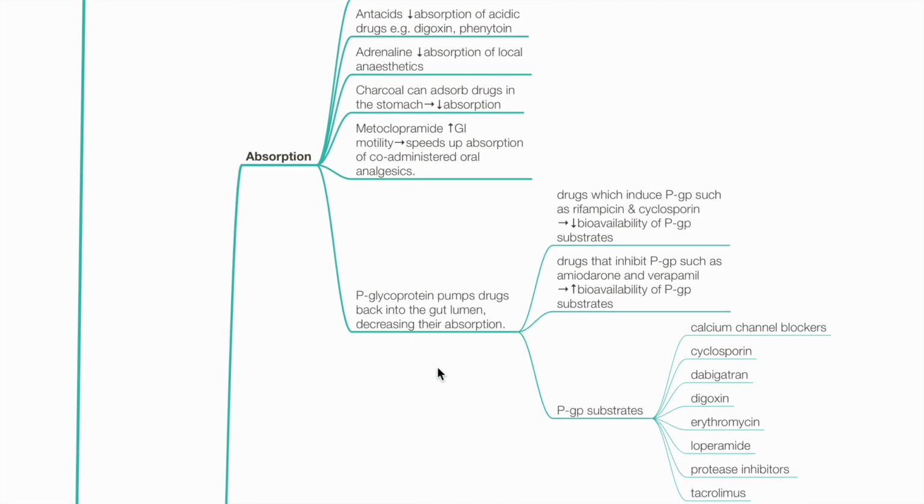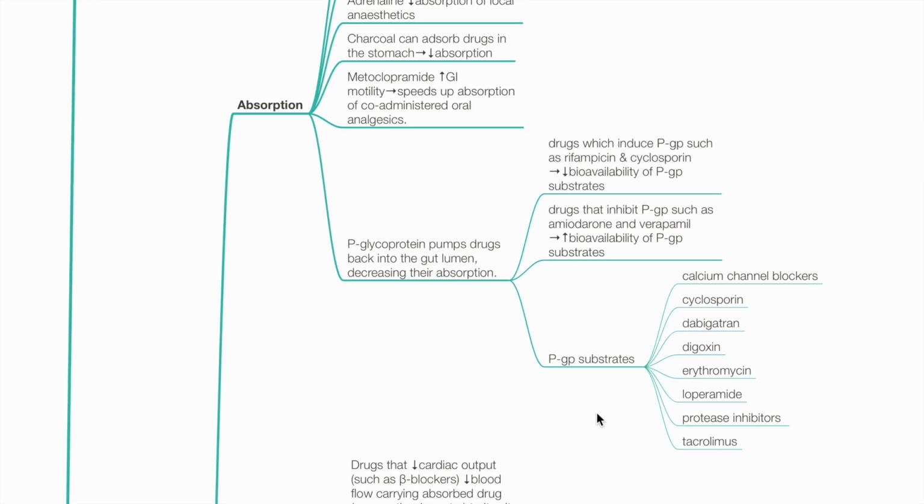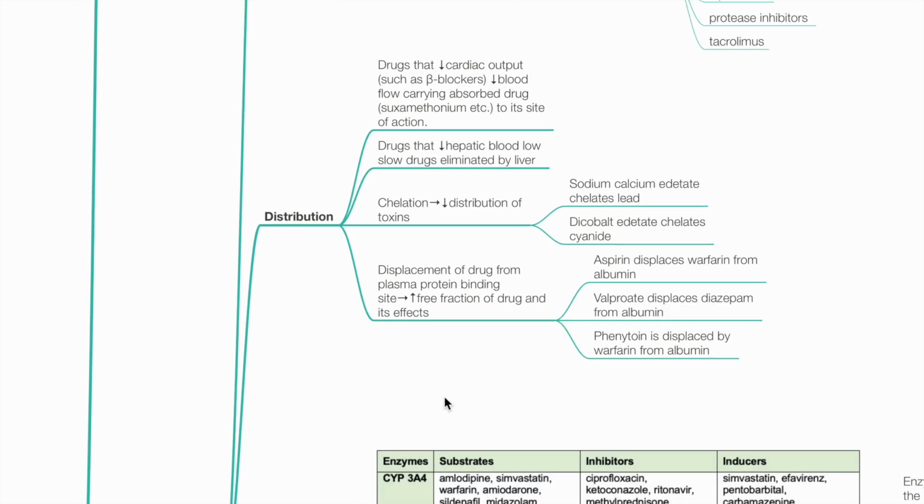P-glycoprotein pumps drugs back into the gut lumen, decreasing their absorption. Substrates for PGP include calcium channel blockers, cyclosporine, dabigatran, digoxin, erythromycin, loperamide, PPIs, and tacrolimus. Drugs which induce PGP such as rifampicin reduce the bioavailability of PGP substrates. Drugs that inhibit PGP such as amiodarone and verapamil increase the bioavailability of PGP substrates.